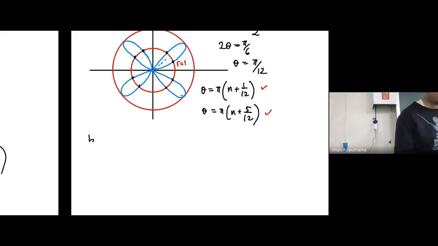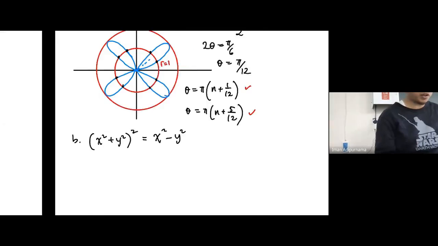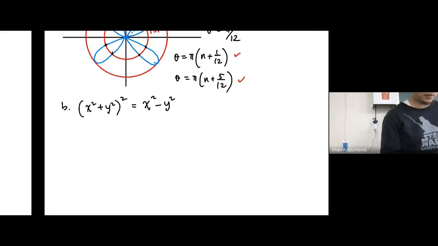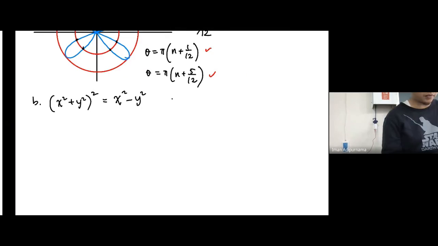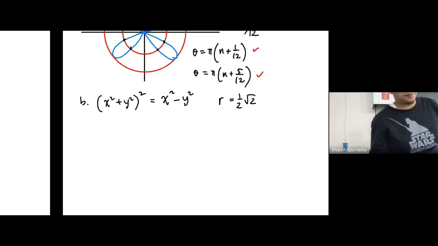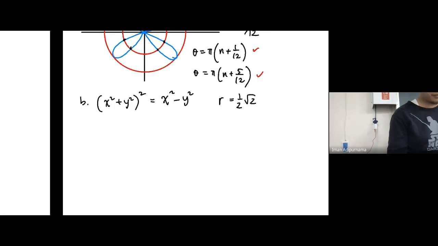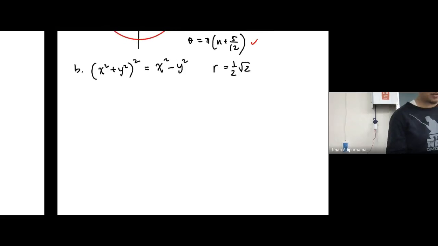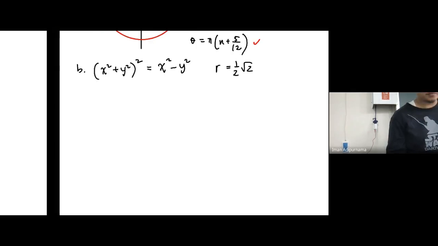And number B, I'm giving you x squared plus y squared, and then squared, equals x squared minus y squared. And I think most of you didn't remember the form. So actually, this is not a rose, not a cardioid or a limaçon.